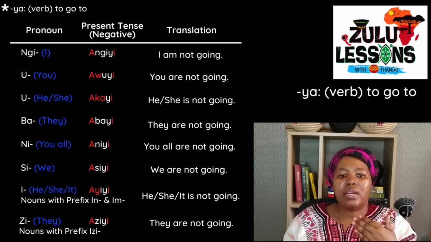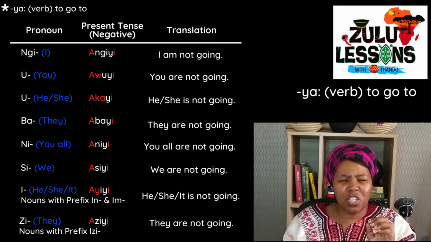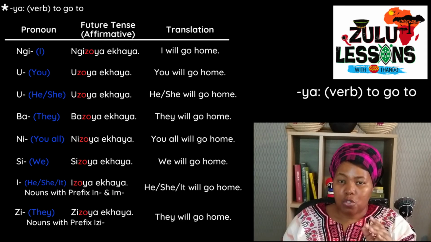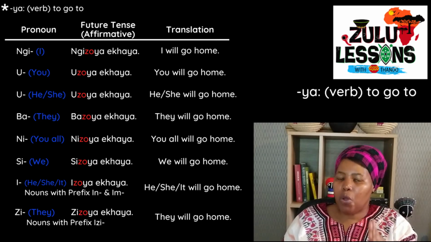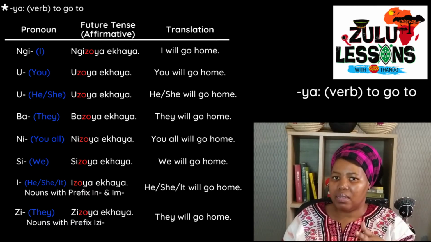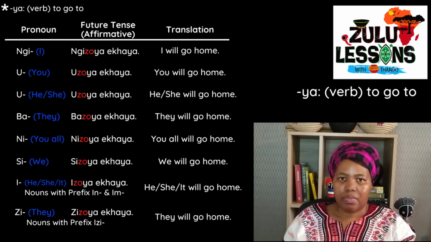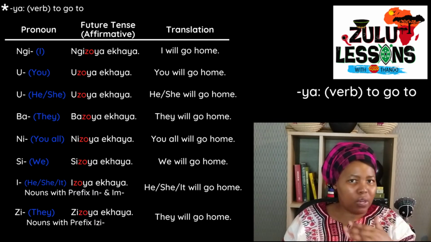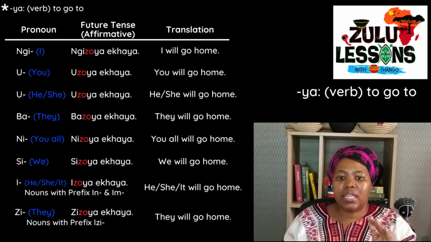Now we have the future tense. Future tense is so simple as well, because all we do is put in the zo. That's it. So you see, in the present tense where you were putting the ya, now you are substituting that with zo. But this one, you can expand, or if you don't want to, you don't expand. So it will still make complete sense. It is allowed both ways. So let's look at it.